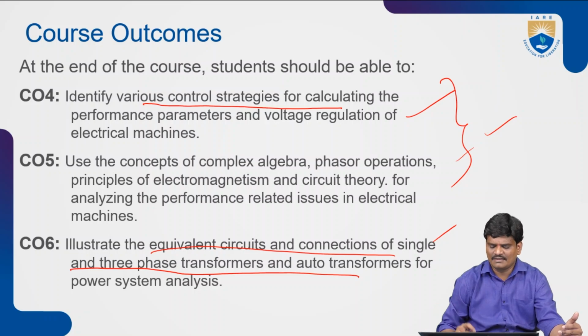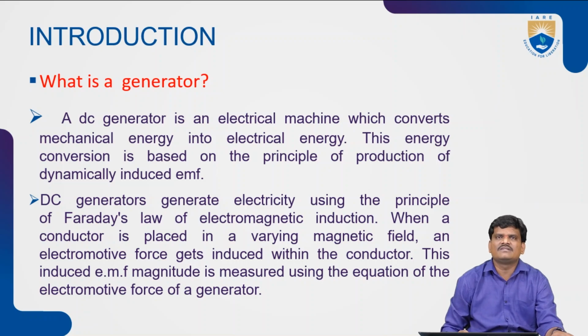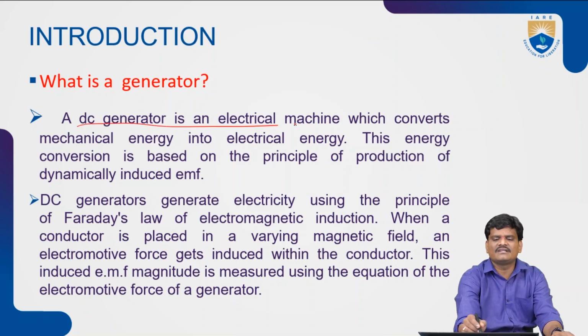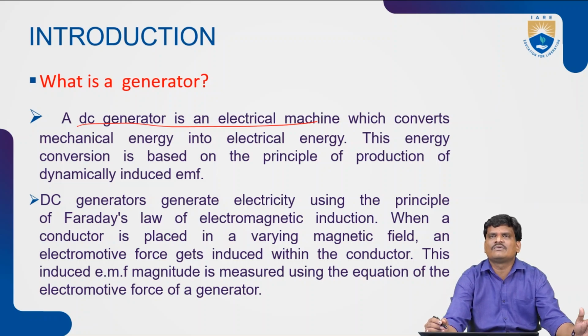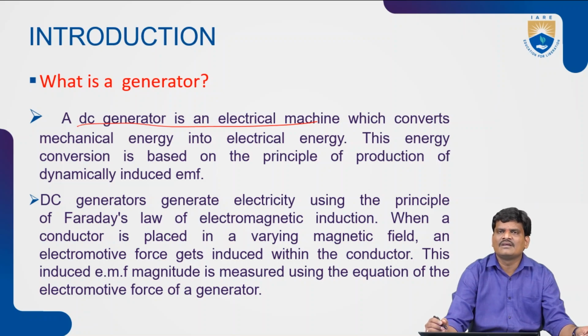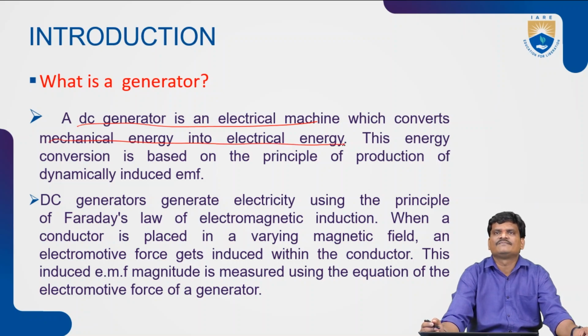Now we enter into our first topic called generator. What is the general purpose of having a generator? A generator is something which will provide some amount of electrical energy as an output. It is an electrical machine which gives energy in the form of electrical energy. But if I need the output in the form of electrical energy, first I need to give some input to that machine. So the general definition of a generator is: it is a machine which converts mechanical energy into electrical energy.